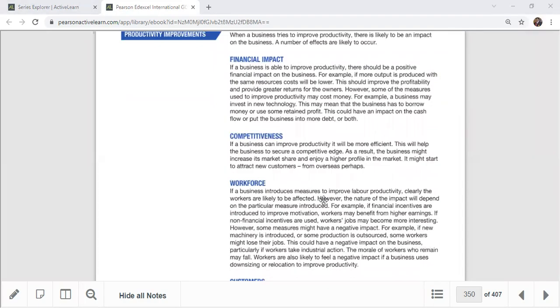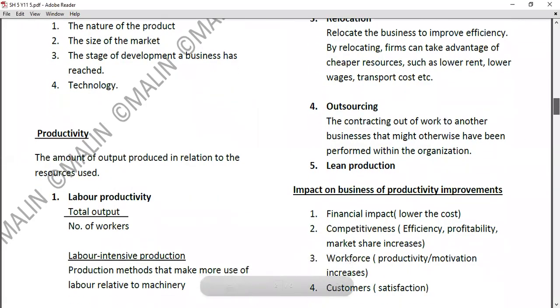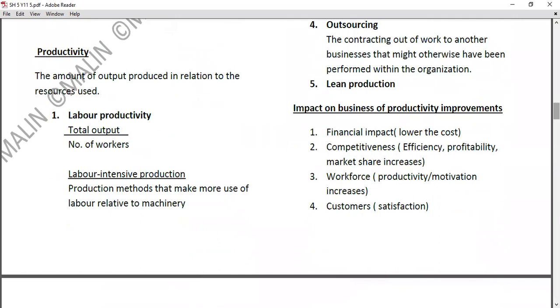The impacts on the business of productivity improvement: first, the financial impact. Mainly, you can reduce the cost of the business organization. Secondly, competitiveness will increase. Competitiveness means you can be a good competitor. You can have more efficiency, profitability, market share, company value, and share price. More competitive, right? Organizations that use technology always stand out from the competition. Competitive advantage becomes really important.